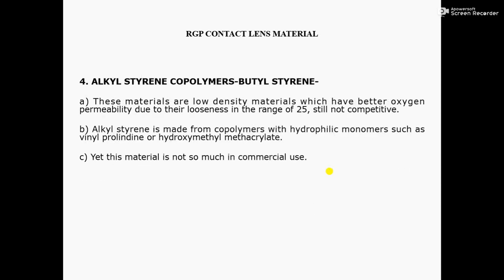Next, number four, alkyl styrene copolymers, butyl styrene. Here, these are low density materials which have better oxygen permeability due to their looseness, in the range of 25, which is still not competitive. Alkyl styrene is made from copolymers with hydrophilic monomers such as phenyl pyrrolidone or hydroxyethyl methacrylate. Yet, this material is not in much commercial use.